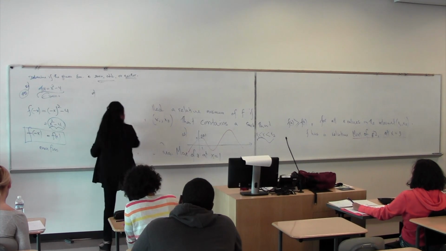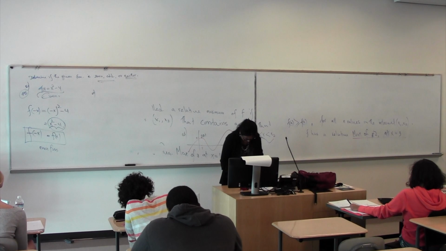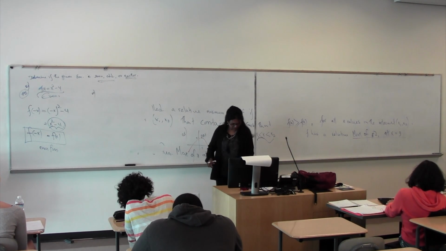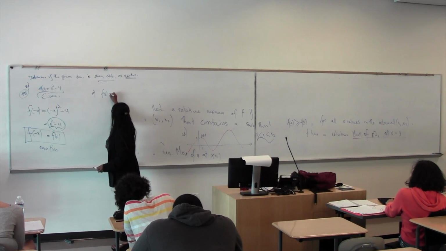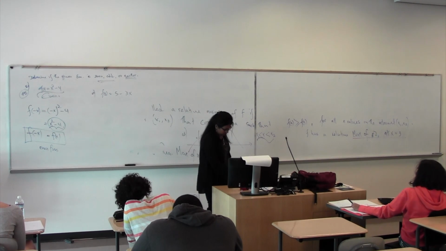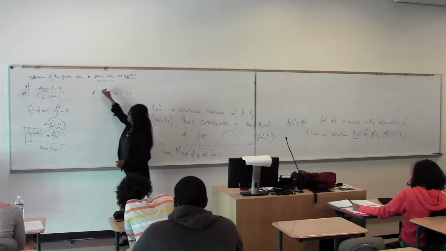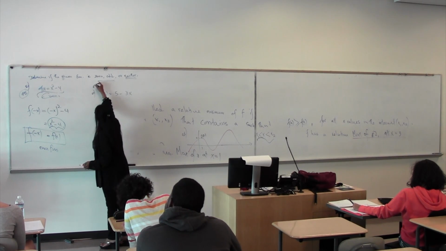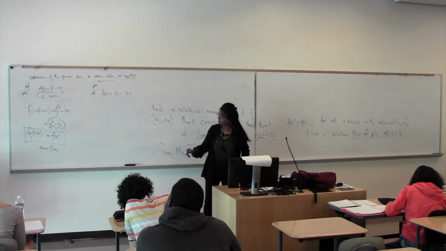Now, let's do one more problem from here. I think I did about 3-4 problems last class meeting. F of x is equal to 5 minus 3x. I think this is problem number 94, page 209.